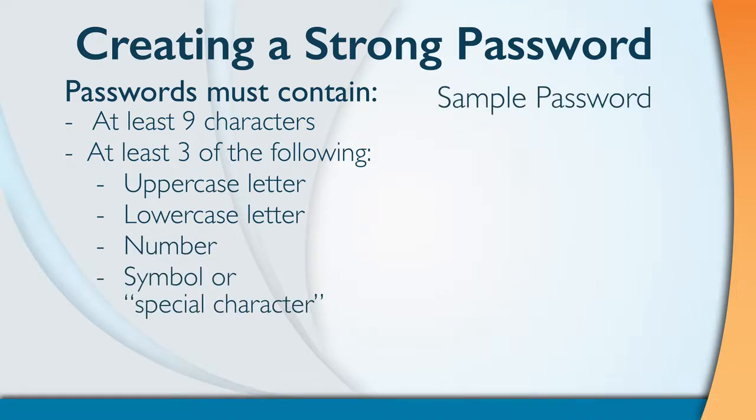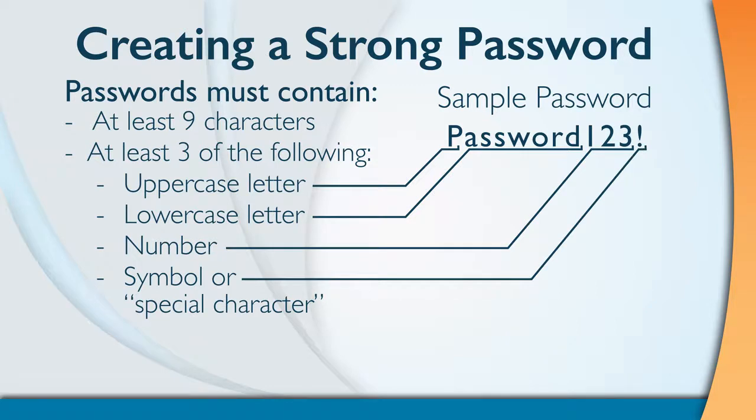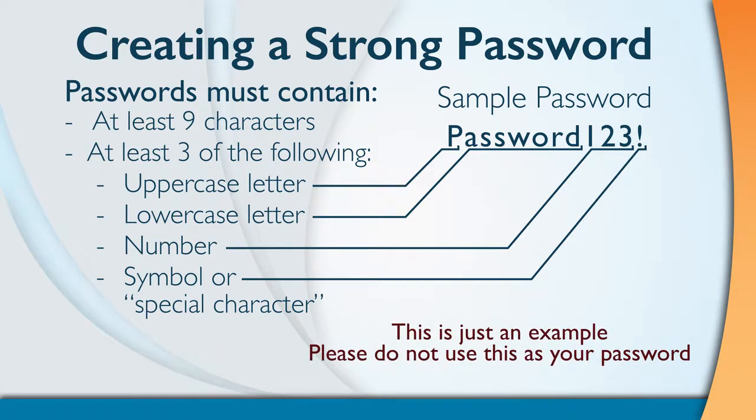An example of a strong password is capital P, password, 123 exclamation point. The P is the uppercase letter. The remainder of the word password is lowercase letters. 1, 2, and 3 are numbers, and the exclamation point is a special character. This is an example. Please do not use this as your password.